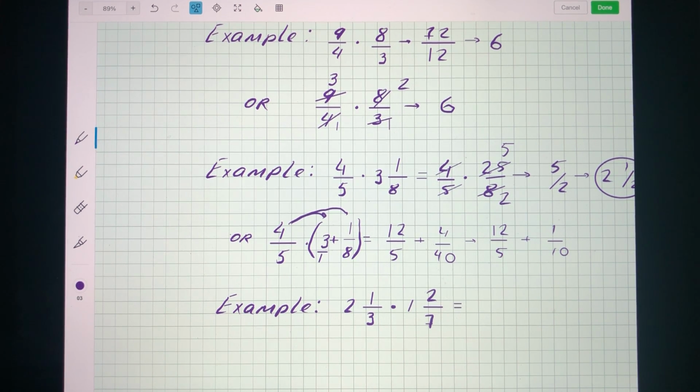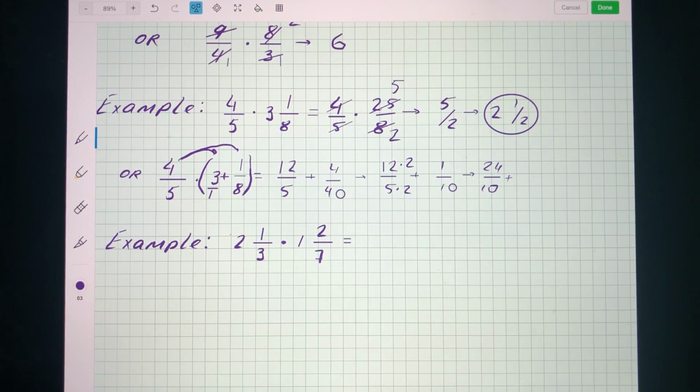The common denominator is now 10, and we need to multiply the first fraction by 2, which makes 24 over 10 plus 1 over 10, which makes 25 over 10, which reduces by 5 to 5 halves, which is exactly the same answer as we had using the first approach. 5 halves, which is 2.5, which is what we had doing the first way.